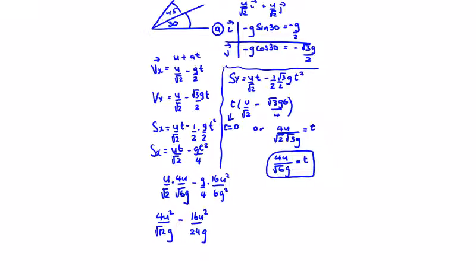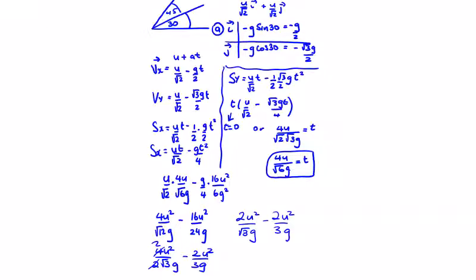So let's simplify this in a couple of steps. So 4u squared over 2 root 3, that's 4u squared over root 4 times root 3, 2 root 3 g, minus, 8 divides into these, 2u squared over 3g. So that's going to give me 2u squared over root 3 g minus 2u squared over 3g.